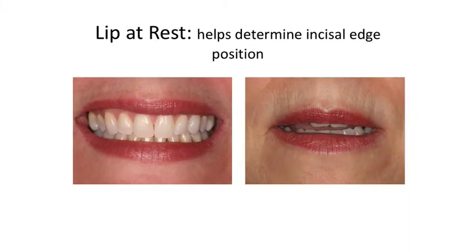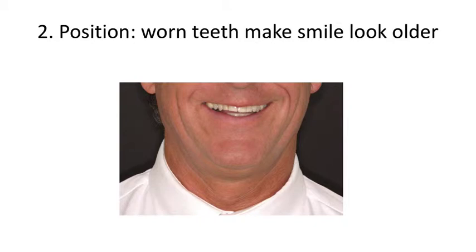You can see here what happens as we become a little bit more mature. Again, a nice smile in smile position, but when the lip is at rest, because the lip tends to flatten a little bit with age, and also our teeth often wear a little bit with age, there is less of the upper front teeth showing when the lip is at rest. So in order to make the smile look a little bit more youthful, we want to often lengthen them a little bit. Here you can see how worn teeth can make a smile look older.